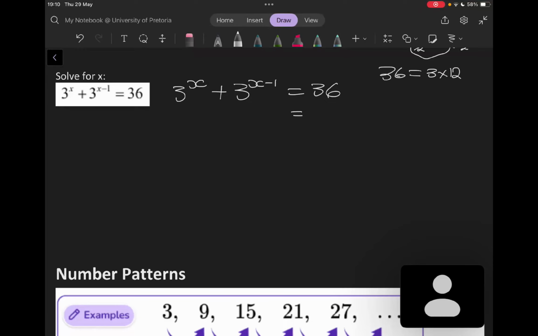Are you following? 3 to the power of 12 is one incredibly big number. So let's just try to put 36 into its prime factors. We have 3 multiplied by 12, which is 3 times 4, which is 3 squared times 2 squared. 4 is 2 to the power of 2, right?